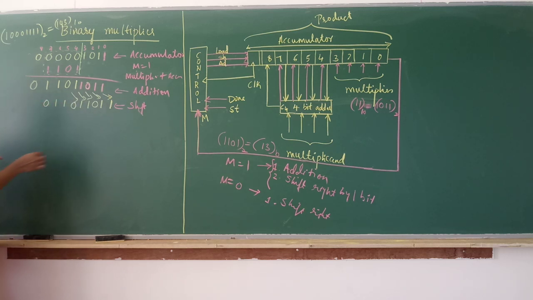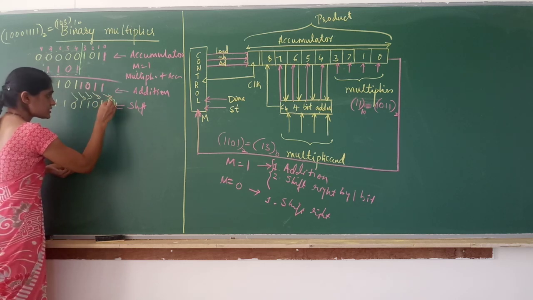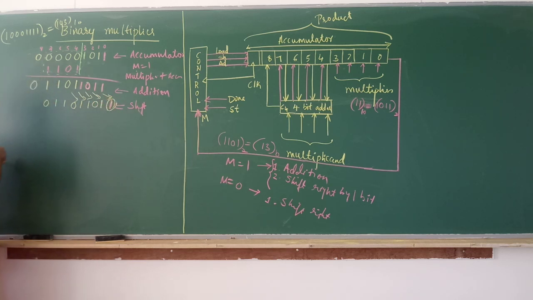So after the shift, this bit is out. So now this is the value. So this will be what? 0. This will be 0. Correct? So now, next what?